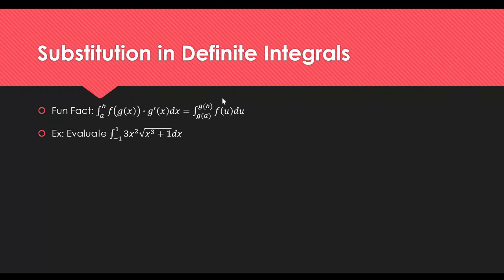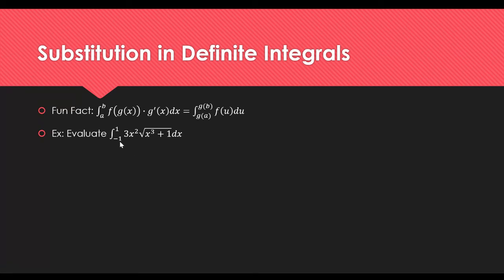So when we have substitution in definite integrals, we have a fun fact. You have your limits, a to b, of f of g of x times the derivative of g of x. So you can substitute your a and b into that g of x equation, and then just do your u substitution and plug that into f. So that is the way that we're going to usually do these problems. So because I know that made perfect sense, let's do an example.